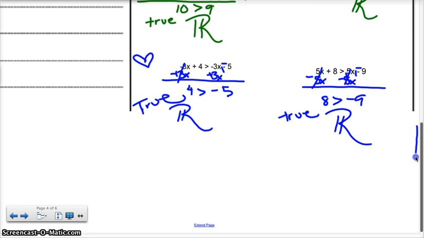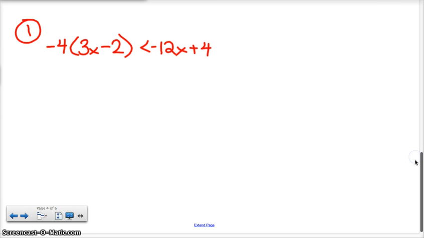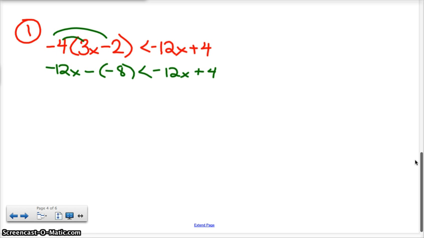I'm going to make you another problem. Okay, I'm doing another example with you. Just whipped one up quick. I'm going to distribute first. Negative 4 times 3 is a negative 12x minus a negative 8 is less than negative 12x plus 4. Minus a negative means plus, so negative 12x plus 8 is less than negative 12x plus 4.